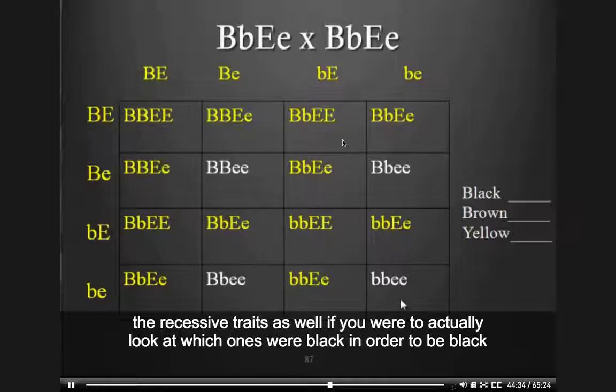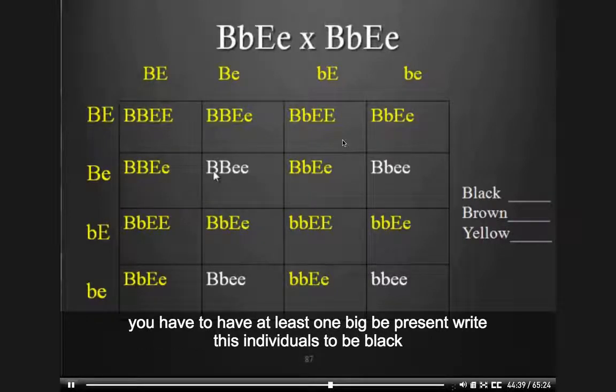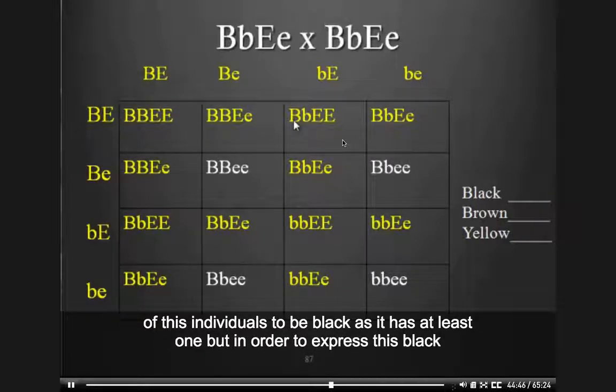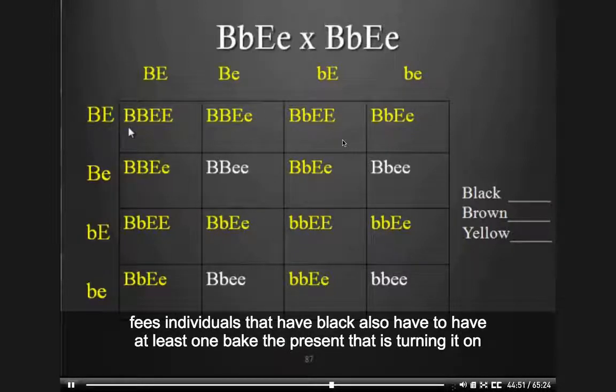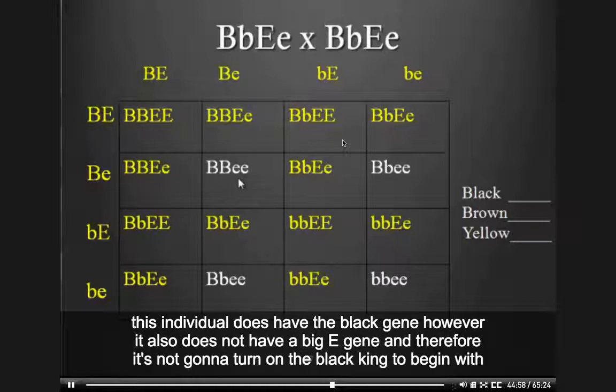If you were to actually look at which ones were black, in order to be black, you have to have at least one big B present, right? This individual is going to be black. This individual is going to be black because it has at least one. But in order to express this black, these individuals that have black also have to have at least one big E present. That is turning it on. This individual does have the black gene. However, it also does not have a big E gene, and therefore it's not going to turn on the black gene to begin with.